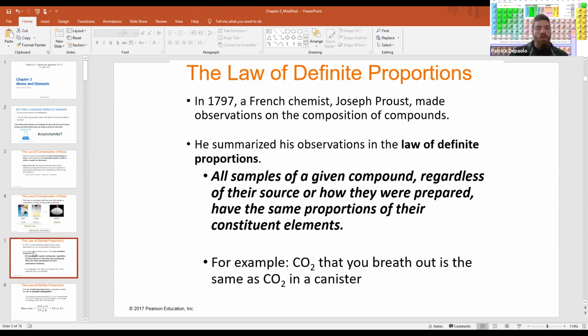Okay, so the next law is the law of definite proportions. This is very basic, so it's kind of like, oh, duh, of course that's true, right?